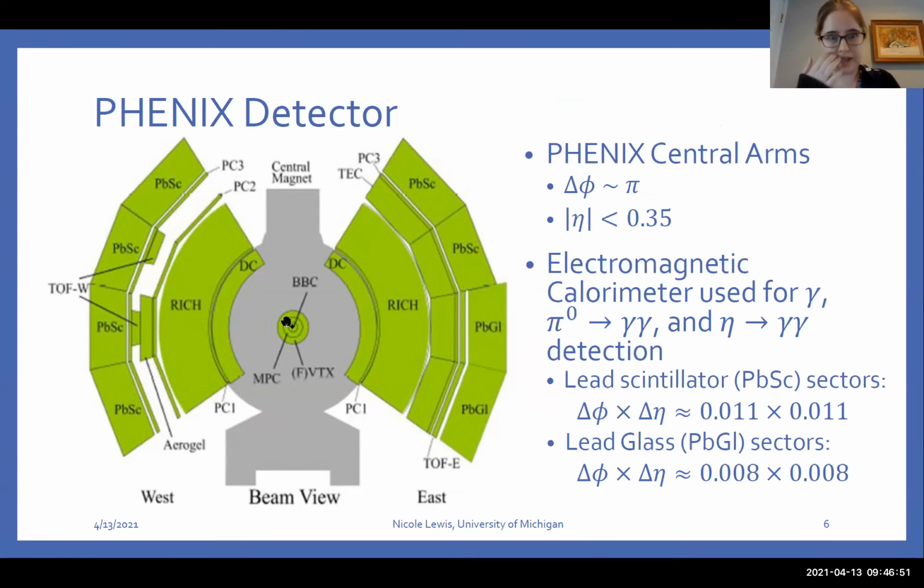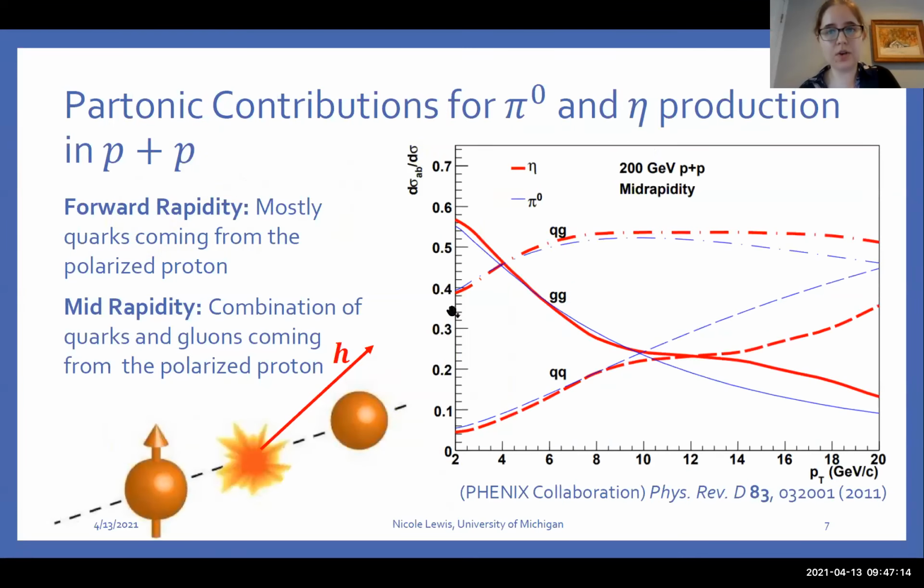The next talk by Dillon is going to take you through a much more detailed description of this diagram. For these measurements, these are photon measurements. So they utilize the electromagnetic calorimeter, which are these 8 segments on the outside. 6 of these segments are made of lead scintillator and the other 2 are made of lead glass. So I'm going to start with the pi0 and eta transverse single spin asymmetries.